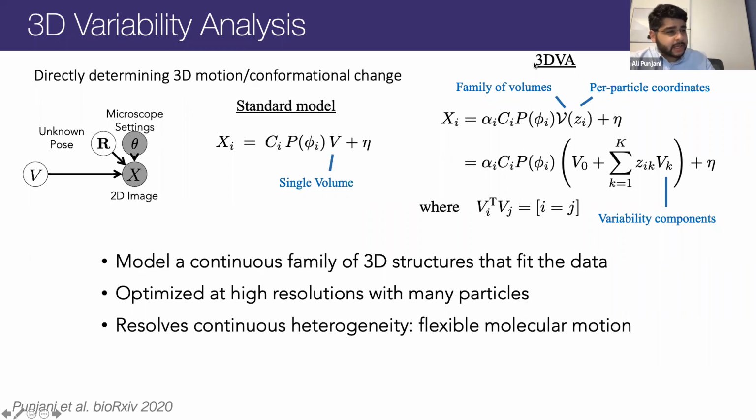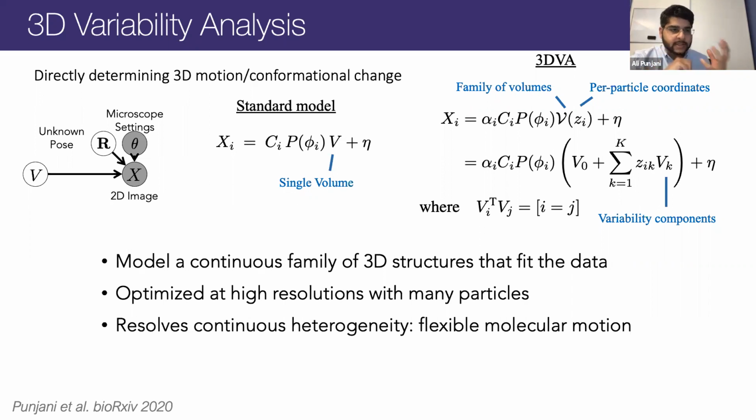In 3D variability analysis, what we do is extend that model in a different way. Instead of saying that there's just one or more static structures, we say instead that at the fundamental level, a single particle image is generated in the following way. First of all, we have a new object, this cursive V. That thing represents a family of different 3D structures, electron density maps that are all related somehow, a family of different structures that covers the conformational landscape of the molecule.